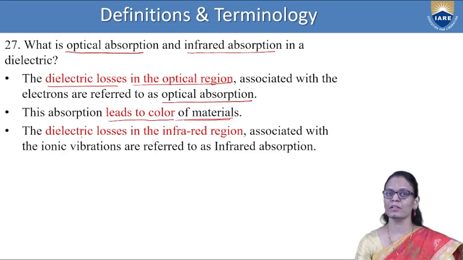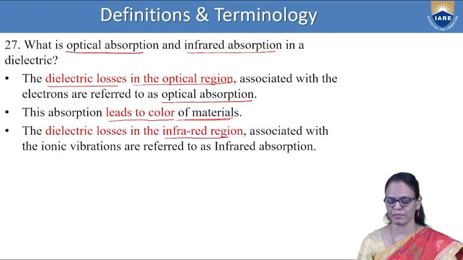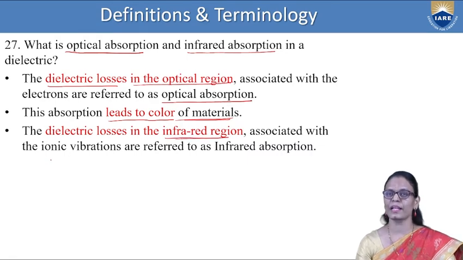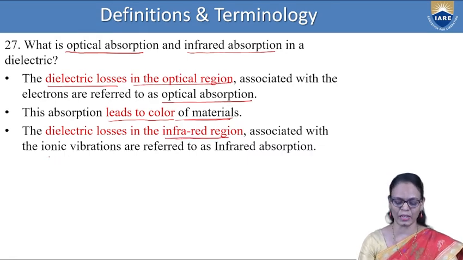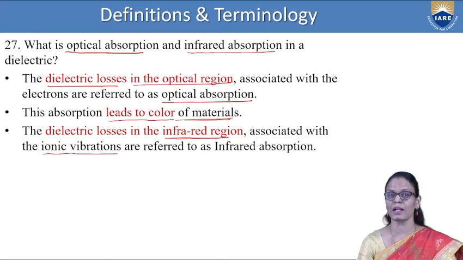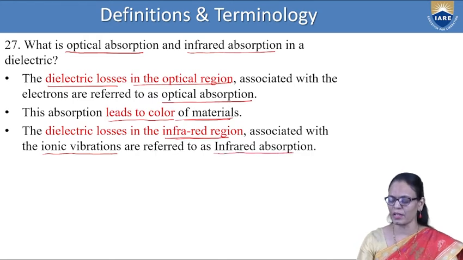Then, dielectric losses in the infrared region are associated with ionic vibration. So, in the infrared region, there are ionic vibrations, and because of this there is absorption, which we call infrared absorption.